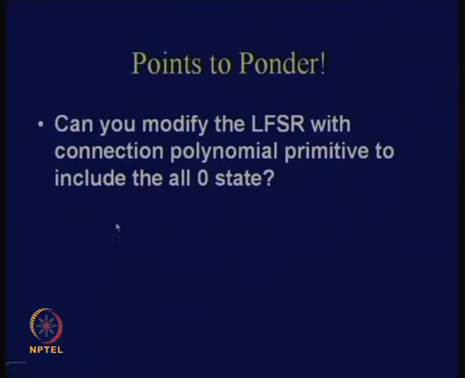But this essentially gives you an idea. What we discussed today is the basic idea that there is something called the smallest possible length of an LFSR which generates a given sequence. That means you need a bigger LFSR to generate the subsequent sequences. You can ponder this point: what we have discussed is an LFSR which has no all 0 state. Can you modify the LFSR with a primitive connection polynomial to include the all 0 state?